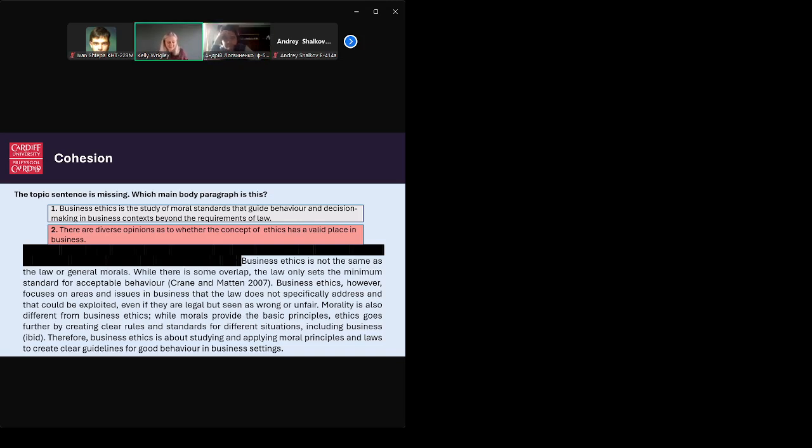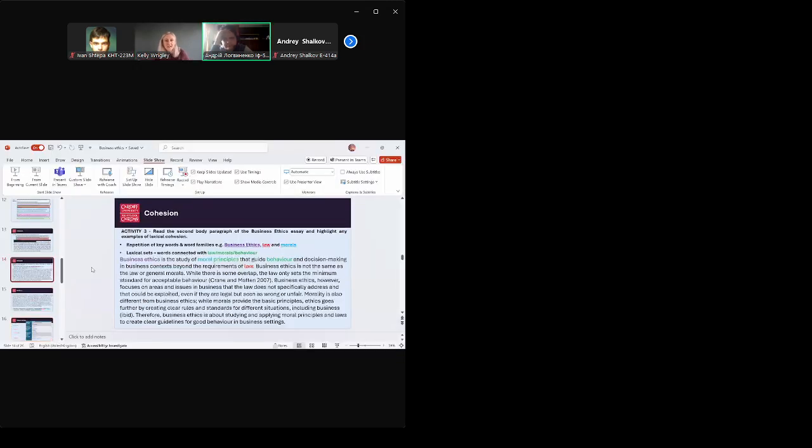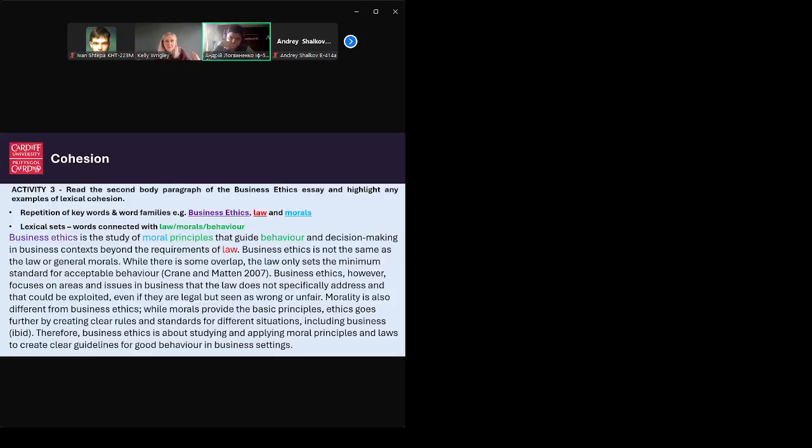Okay, so far so good. Now, the next thing I want you to do. Here, I want you to look at how cohesion is formed within this paragraph. So you've got a lot of lexical cohesion, a lot of the same words and words connected to these are used. So you've got business ethics, the study of moral principles.